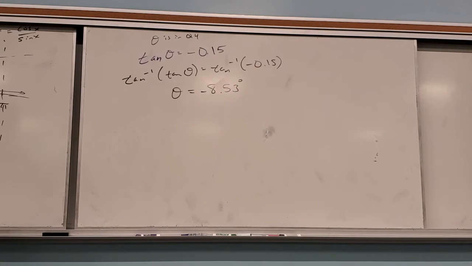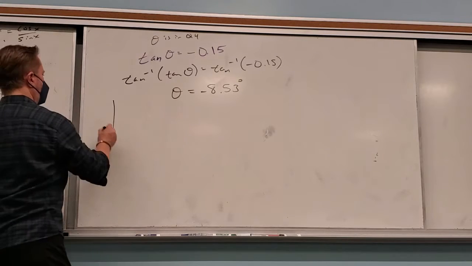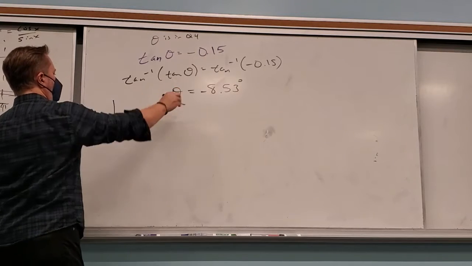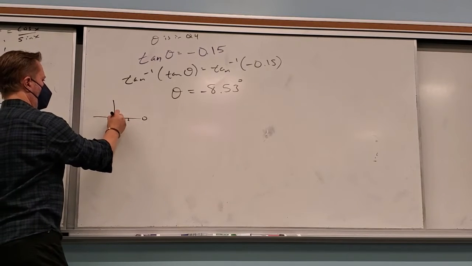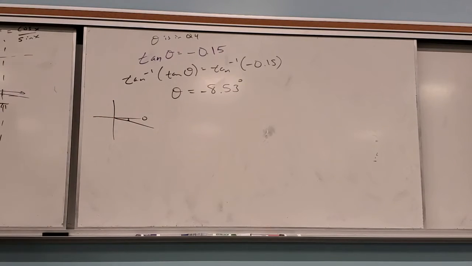Is that angle where I'm supposed to have it? Is that angle in quadrant 4? So if I start at 0 and I go back 8.53 degrees, what quadrant am I in? Quadrant 4. I'm in the right quadrant, correct? I don't have to change anything.